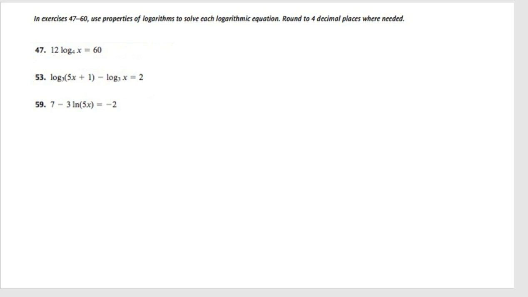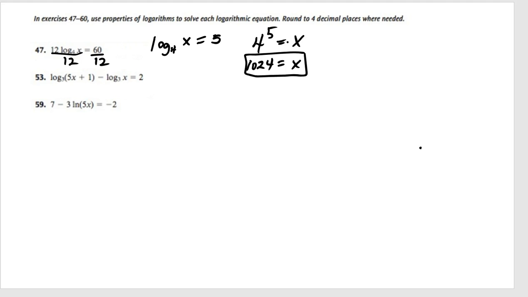Now, I'm showing you how to do it because it tells me to use the properties of the logarithm, but you could use the rewrite the base method and then change the base. It would be fine either way. So if I'm going to use the properties of logarithm, then first I'm going to divide both sides by 12. And I'm going to get log base 4 of x is equal to 5. We can convert this to exponential form and say our base is 4, our exponent is 5, and it's equal to x. 4 raised to the 5th power is 1,024.